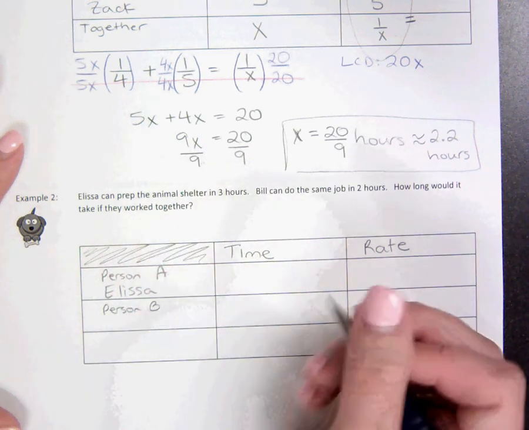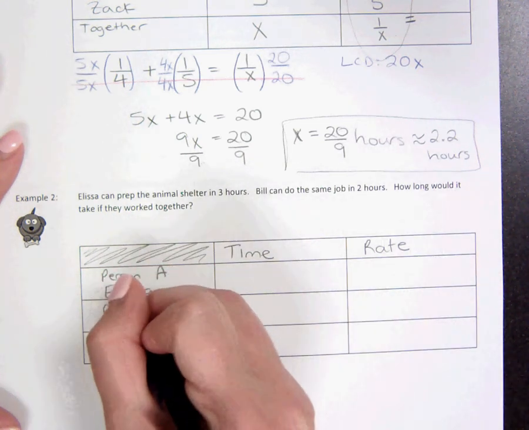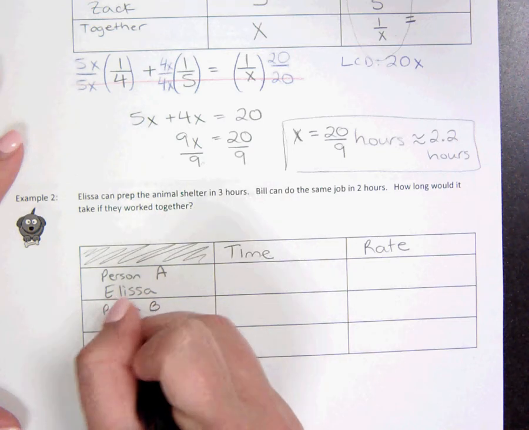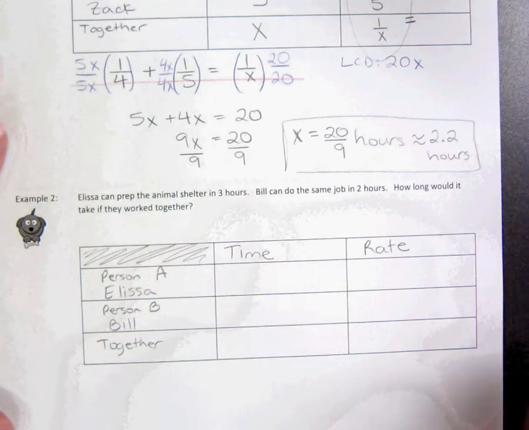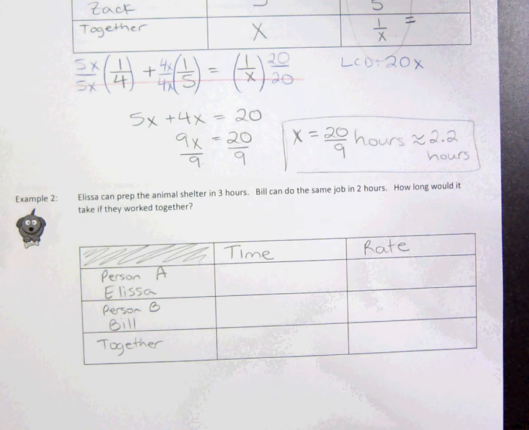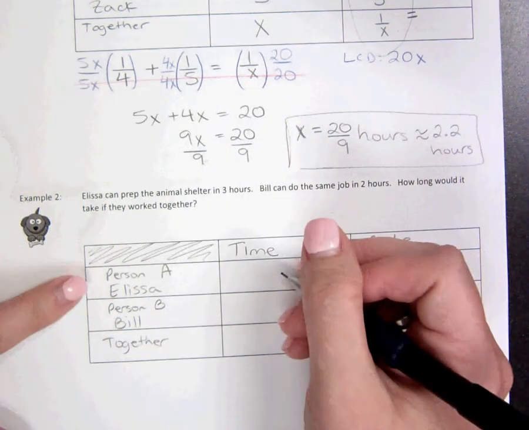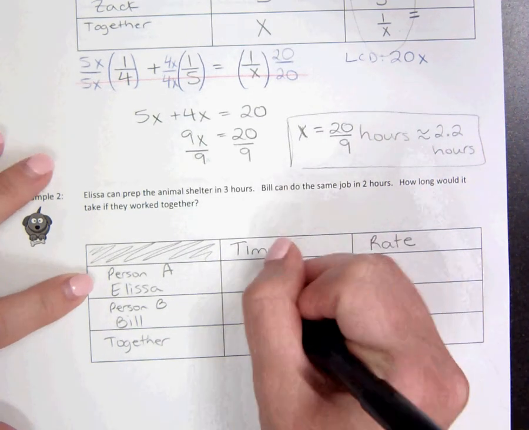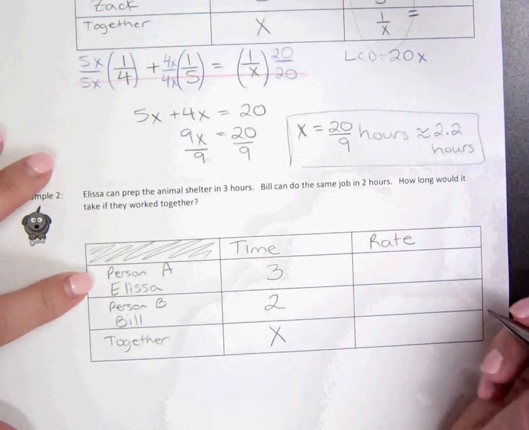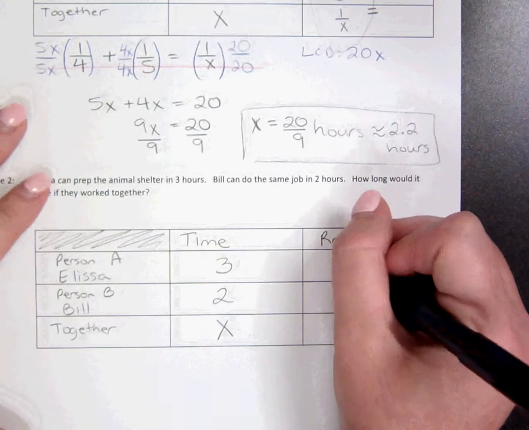Person B or thing B would be Bill. And this is always the together. So some examples are 2 motors working together or 2 pumps working together. It's the same idea. So Alyssa takes 3 hours. Bill takes 2. We're trying to figure out how long they take if they work together.